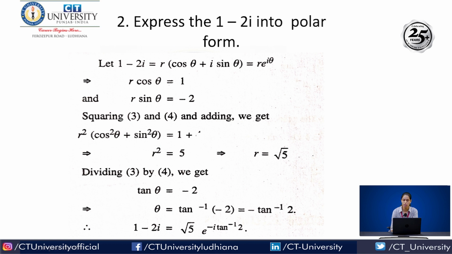So taking the negative outside the tan, minus tan inverse 2 equals theta, so my complex number becomes the polar form, that is r cos theta plus iota r sin theta. 1 minus 2 iota equals under root 5 e raised to power minus iota tan inverse 2, that is the e raised to power iota theta form. So this is the polar form of 1 minus 2 iota.